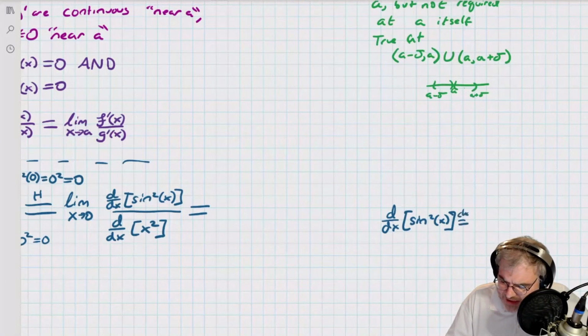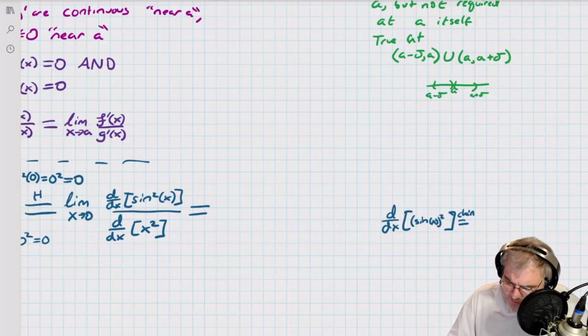So I've got a chain, and I've got the u is the sine. Remember, this notation's a pain in the neck, right? This is actually sine of x squared. So the u in the middle is the sine of x.